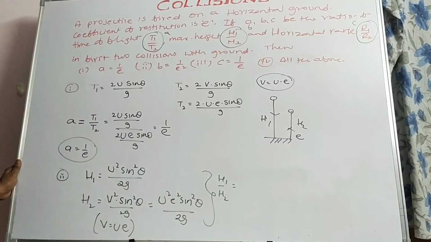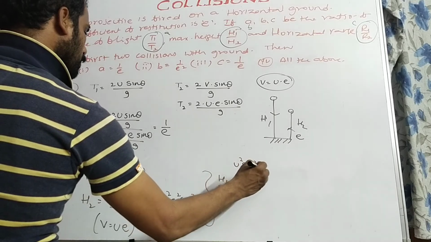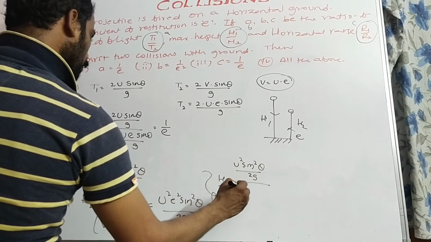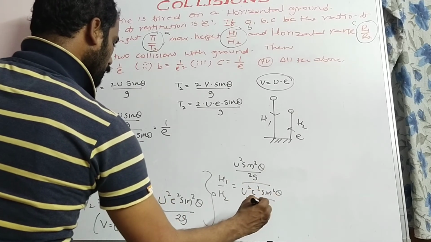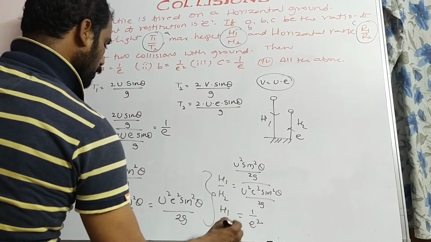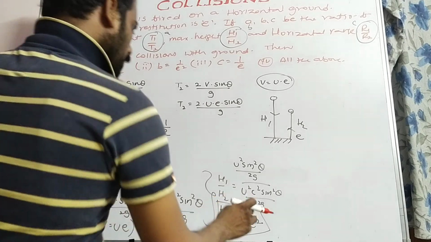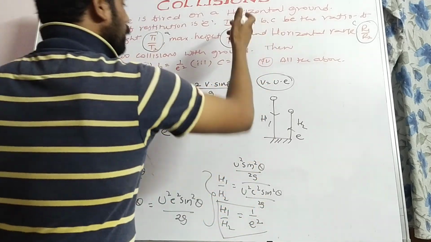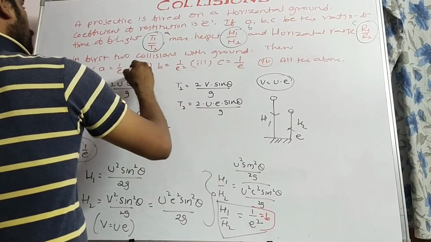Now H1 by H2 is equal to u square sin square theta by 2g divided by u square e square sin square theta by 2g, that is equal to 1 by e square. H1 by H2 is equal to 1 by e square. Next, what about the third expression? Range we have to know. H1 by H2 is equal to 1 by e square, that can be represented by B. So the first option is correct, the second option is correct.